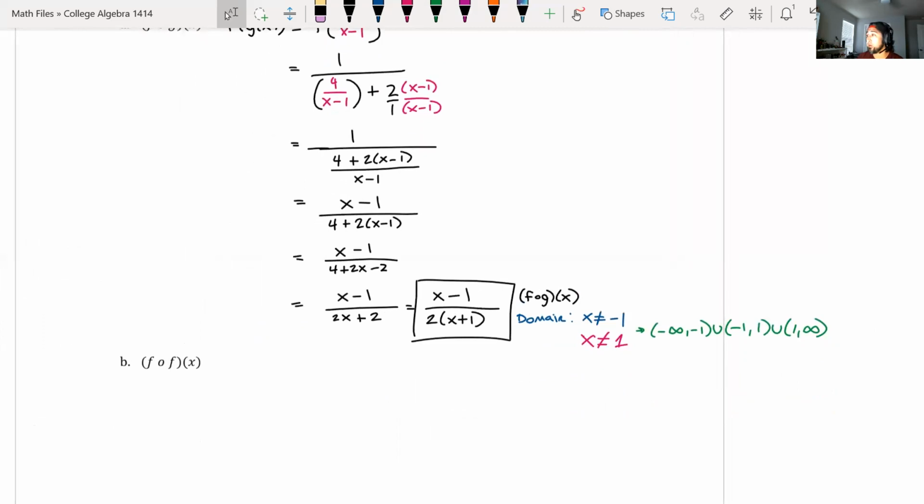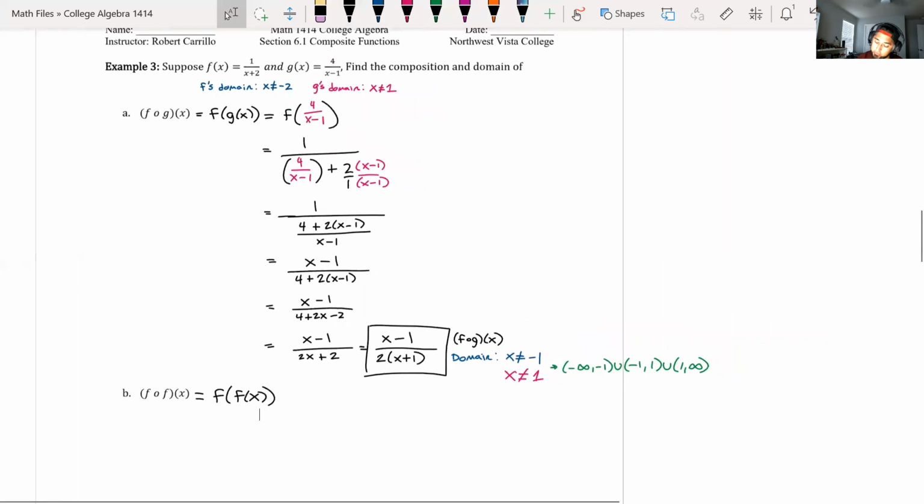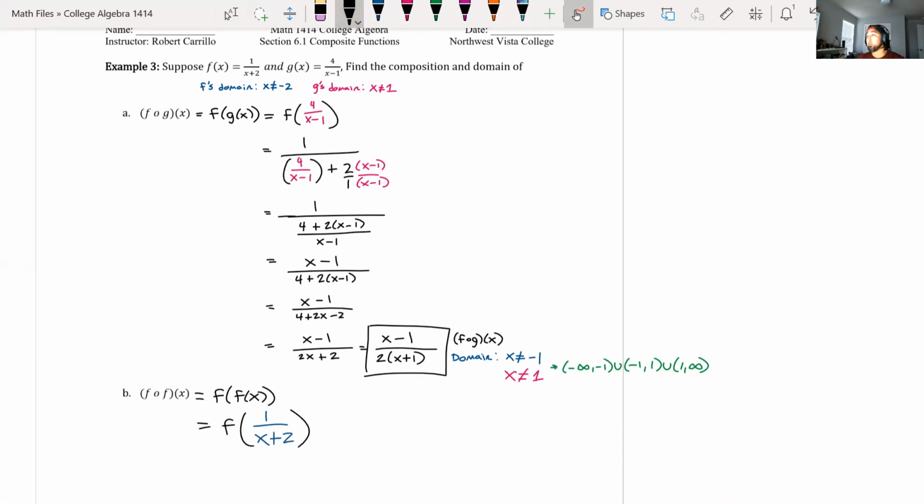And now we can do f composed with f. We're going to compose a function with itself. So first off, rewrite it as f compose f of x. And now f of x is 1 over x plus 2. So this is going to become f of 1 over x plus 2. So we're going to take 1 over x plus 2, plug it into function f for every x.